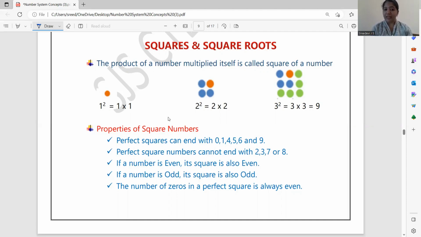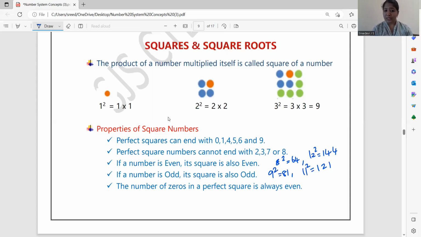Okay. Then, if a number is even, the square is also even. For example, we know that 8 square is 64, right? And what is 12 square? We know that is 144, right? So, for an even number, the square is also an even number. For an odd number, 9 square is 81, right? We know that 11 square is 121. So, for an odd number, the square is also an odd number.